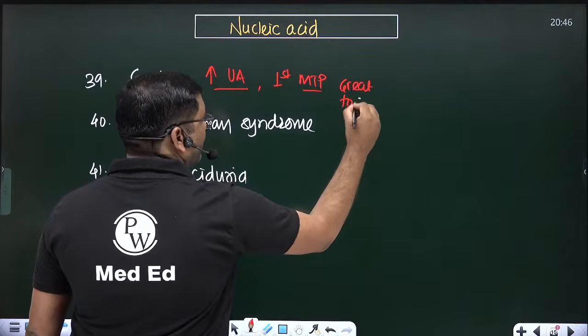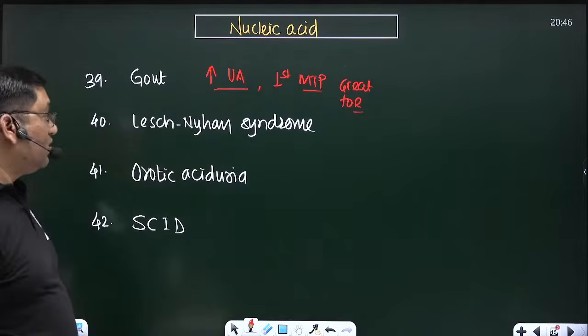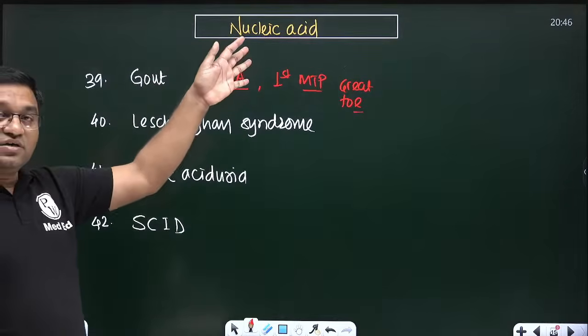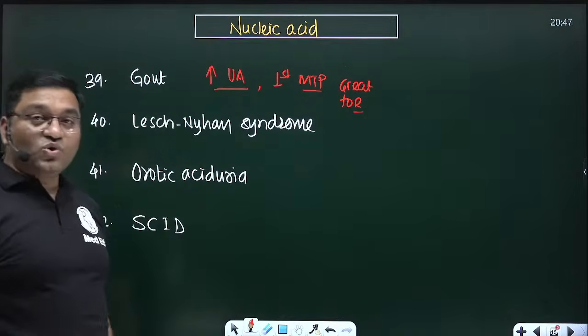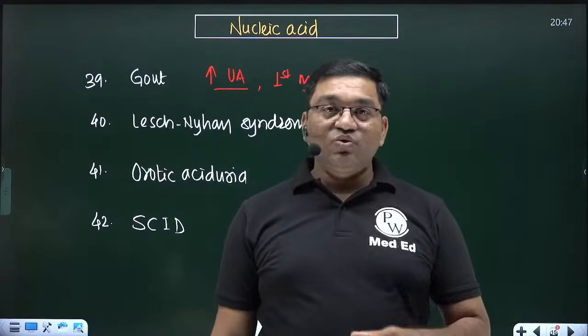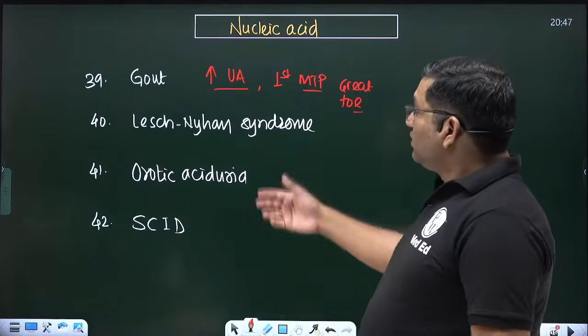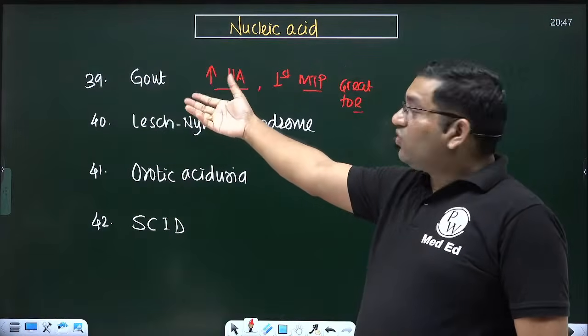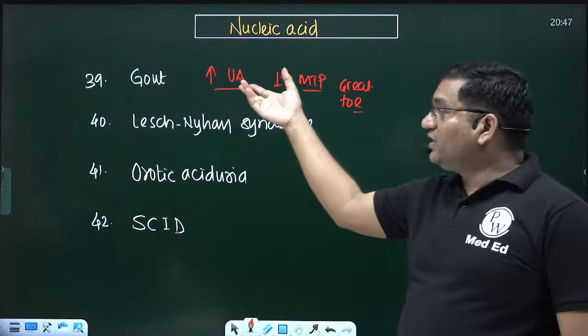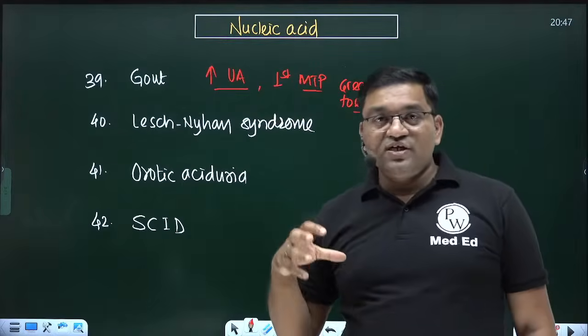There are primary causes and secondary causes of gout, in which purine nucleotide synthesis and degradation are affected, and that causes gout. The first metatarsophalangeal joint is affected. Monosodium urate crystals deposit in the joint.